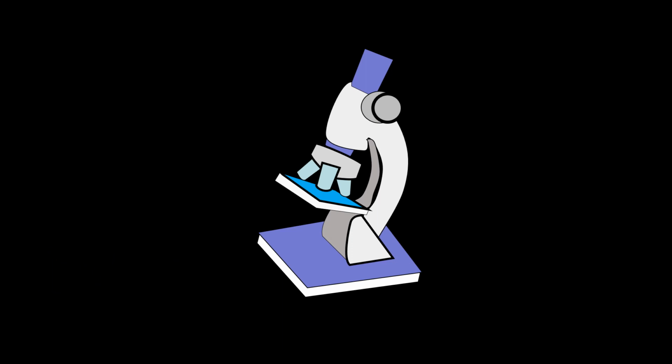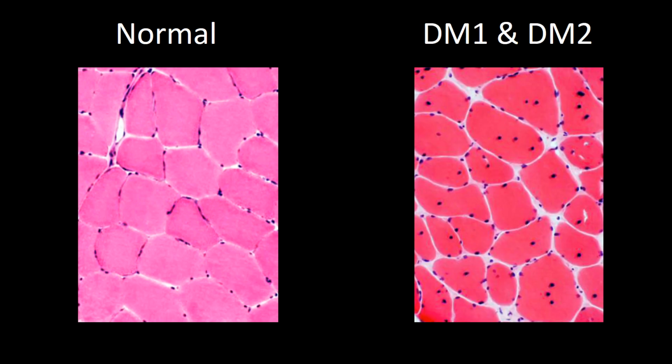In light microscopy, in contrast to normal muscle, patients with myotonic dystrophy 1 or 2 show central nuclei, as you can see here, here, and here, and also here. The endomysium is thicker than normal, and the corners of the cells lack sharpness.